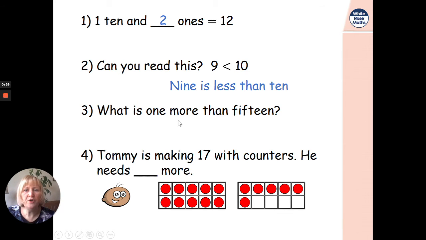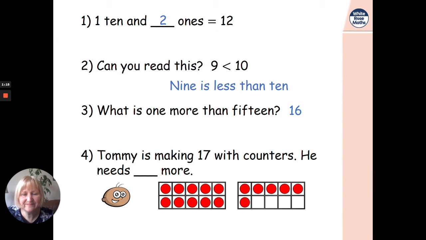What is 1 more than 15? So what comes after 15? 10, 11, 12, 13, 14, 15, 16.